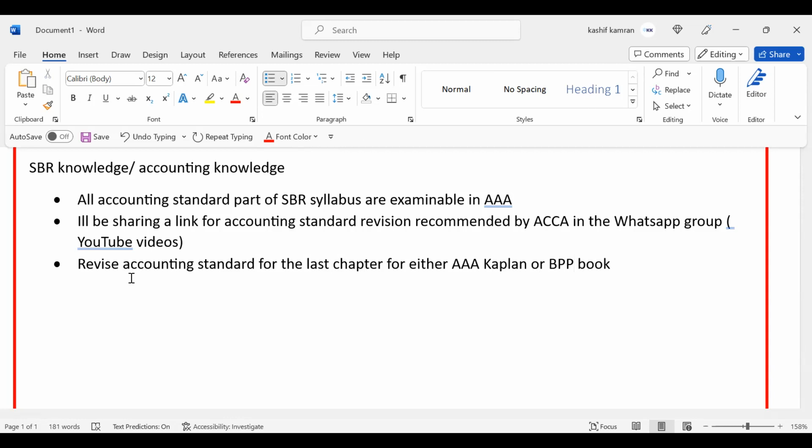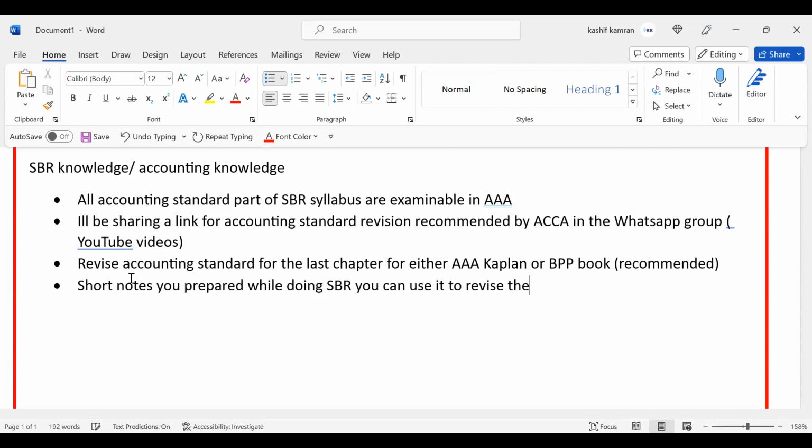I would not prefer you go to your SBR registers or your SBR books. That's not needed. You need to pick whether the treatment is right or wrong. You just need a surface knowledge, an overview of an accounting standard. You do not need the depth that you do in SBR. So revising the accounting standard from the last chapter of either the AAA Kaplan or BPP book is recommended. Yes, if you have any short notes you prepared while doing SBR, you can use them to revise the standards as well. So these are multiple ways to revise the standards.